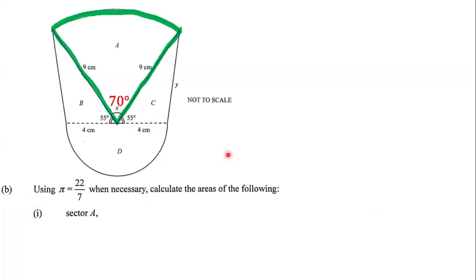Now, how do we calculate the area of the sector of the circle? The area of the sector of a circle is equal to theta over 360 multiplied by pi r squared. What is theta? Theta is the angle, so the angle here is 70 degrees. Pi is 22/7. And r is the radius, and the radius here is 9 centimeters.